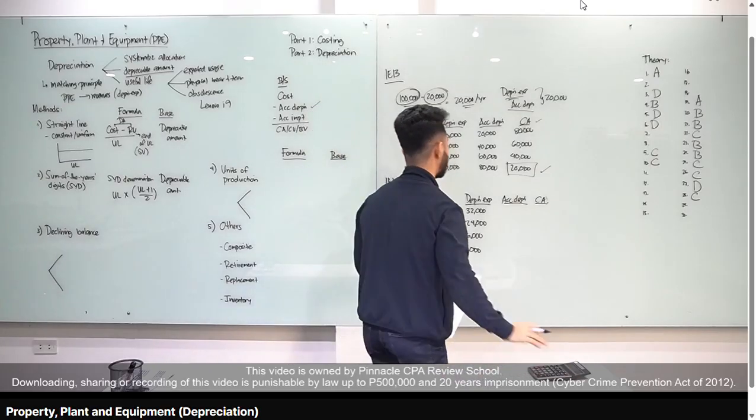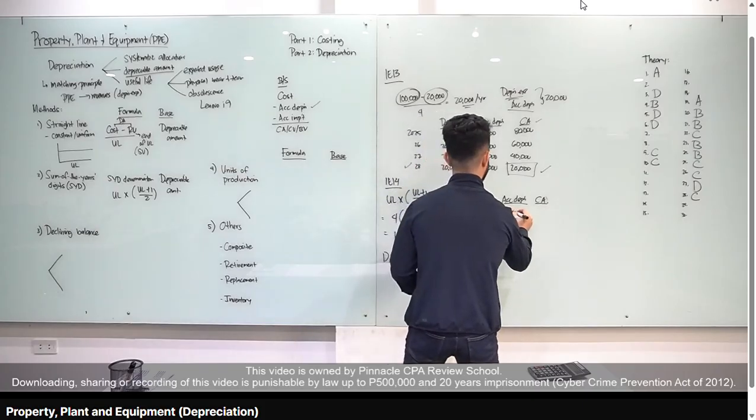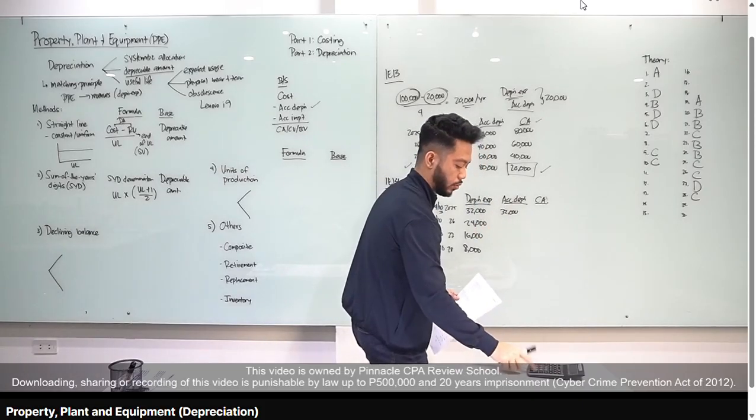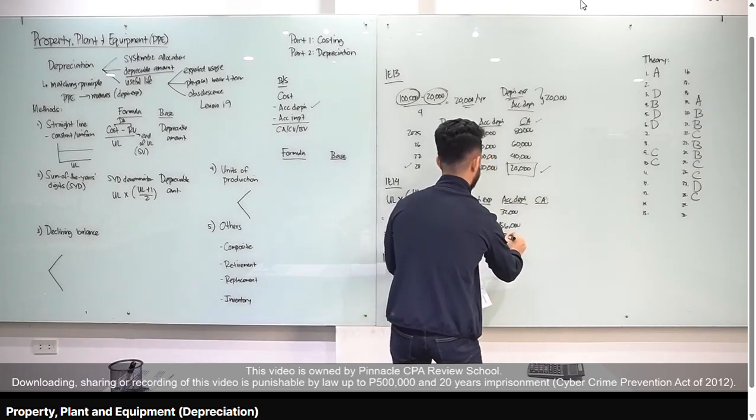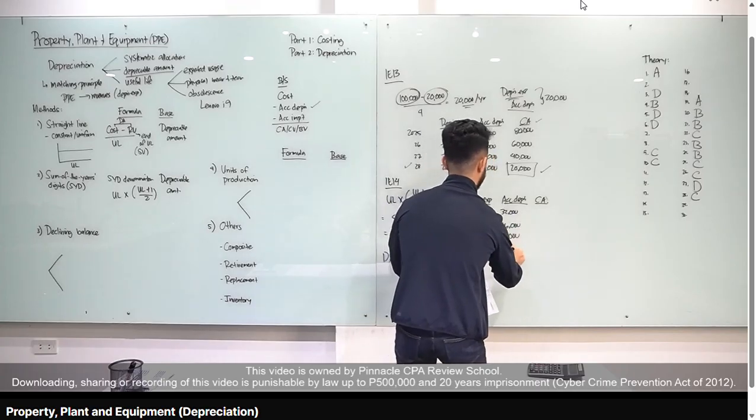How much yung accumulated depreciation? 32,000 year 2025. 32 plus 24, ilan yan? 32 plus 24, that is 56,000. Plus 16,000, that is 72. 72 plus 8, that's 80,000.